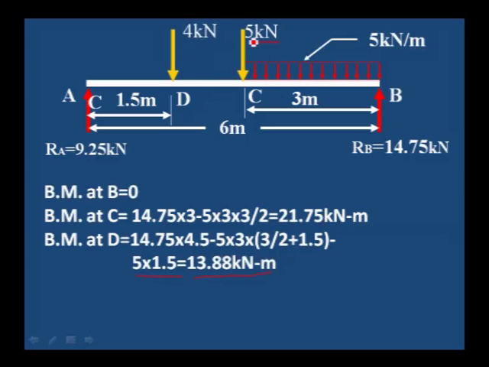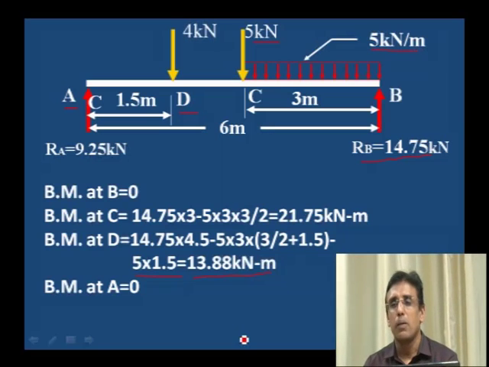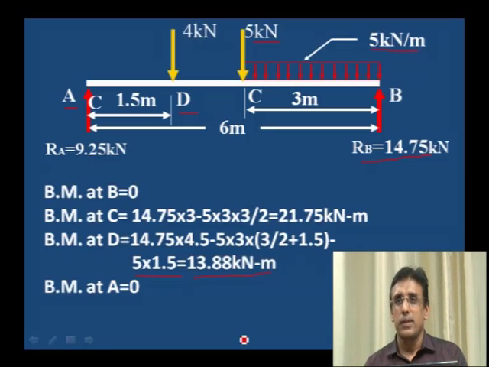We have to take the moment of 5 kilonewton, moment of 5 kilonewton per meter and moment of RB. That is force into distance up to the D point. And then bending moment at A is equal to 0. These are the bending moment values for this particular beam. Let us draw the shear force and bending moment diagram.